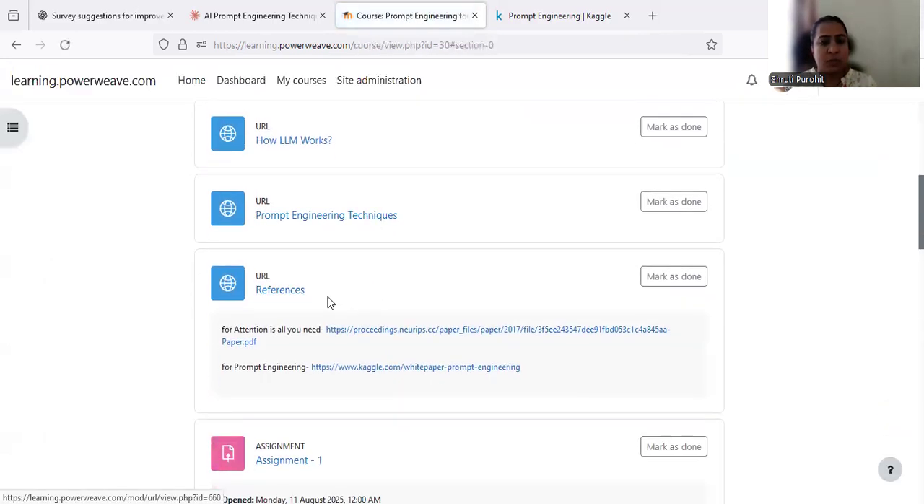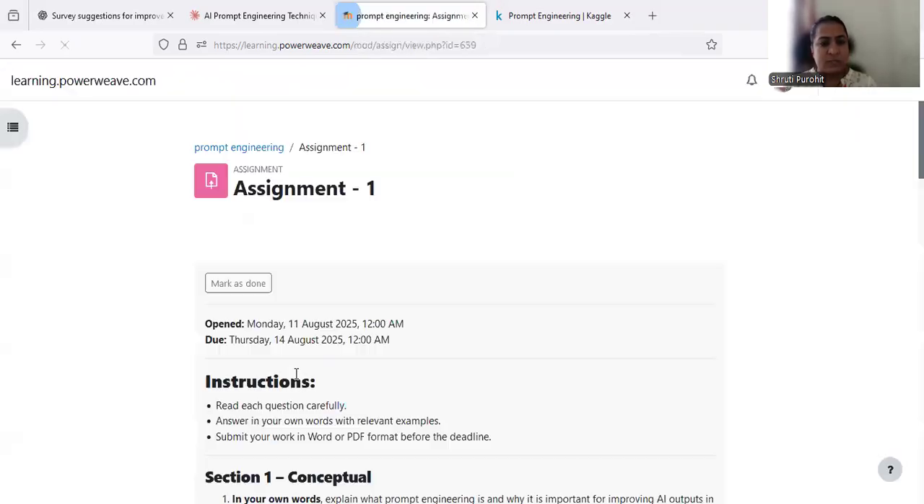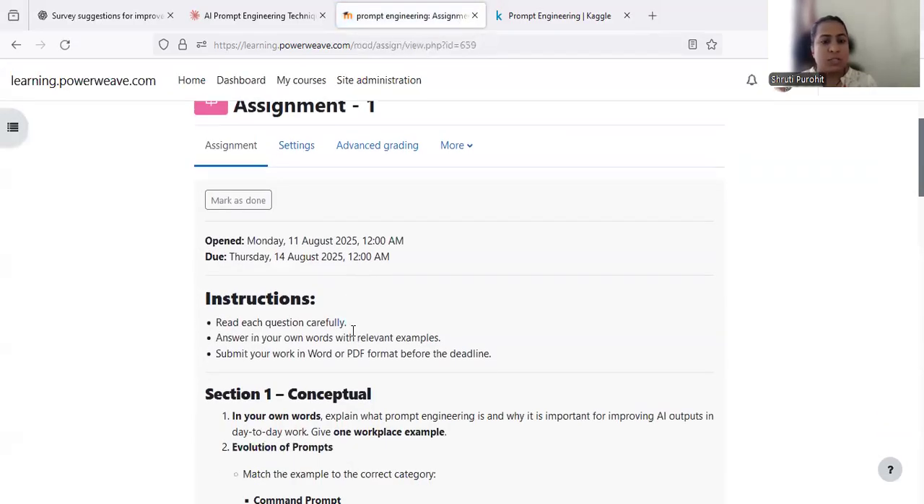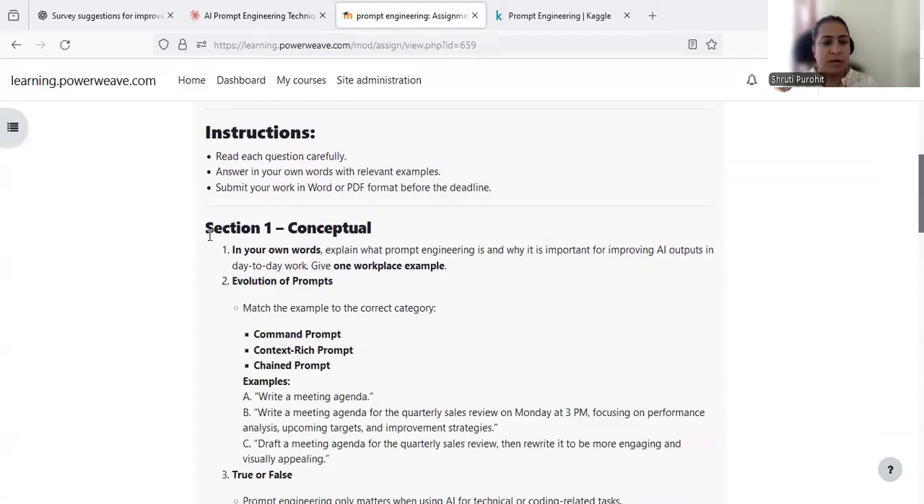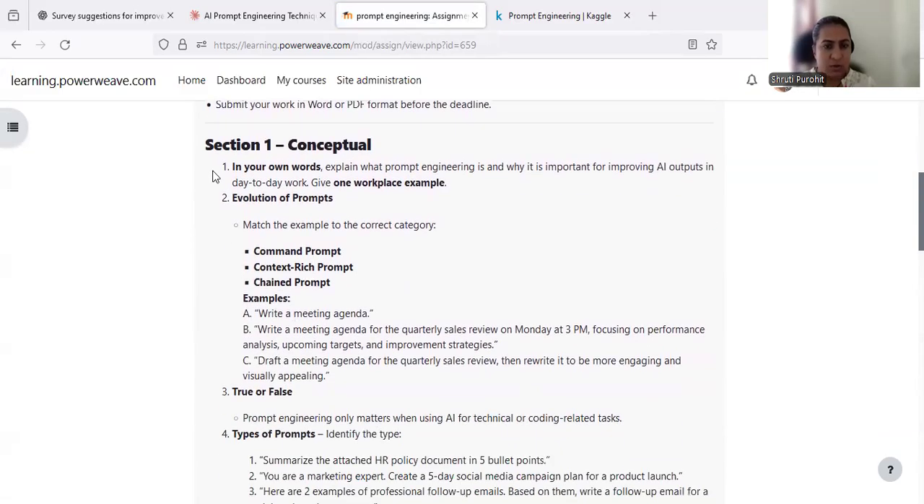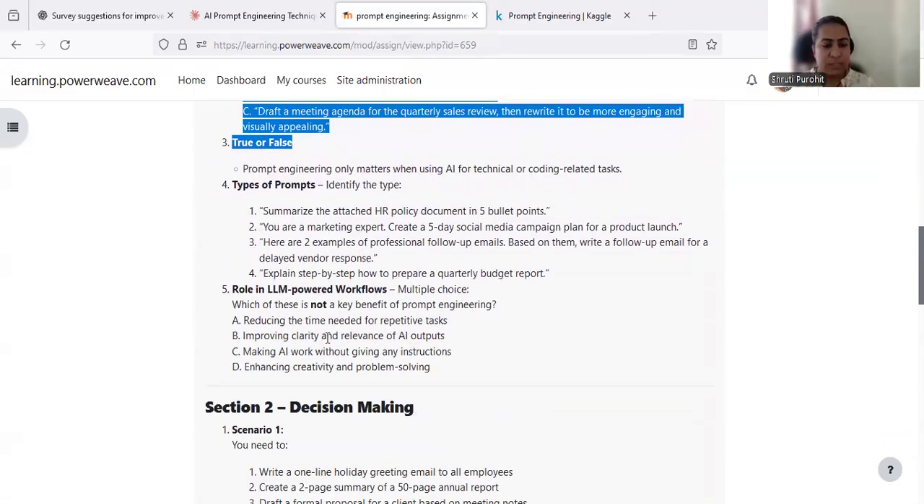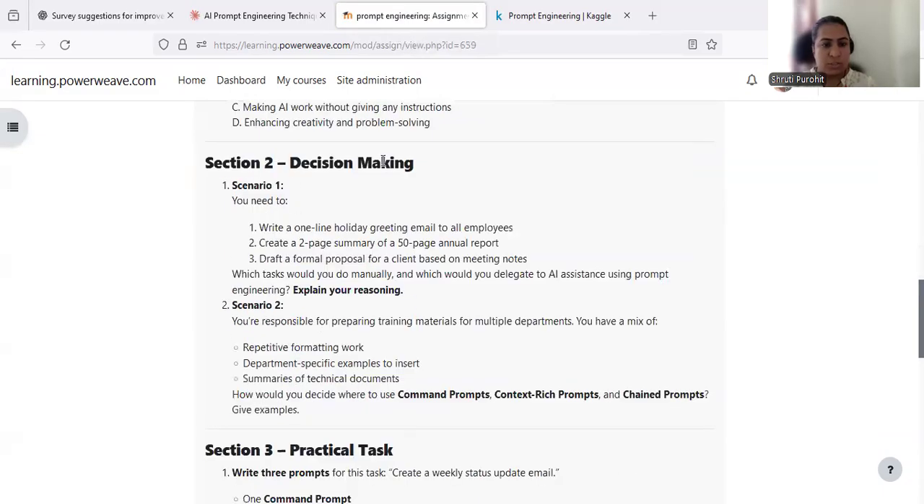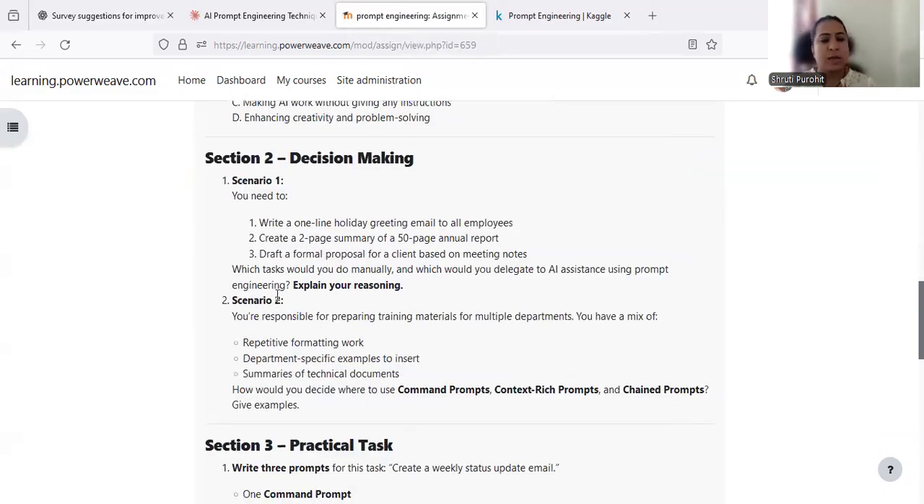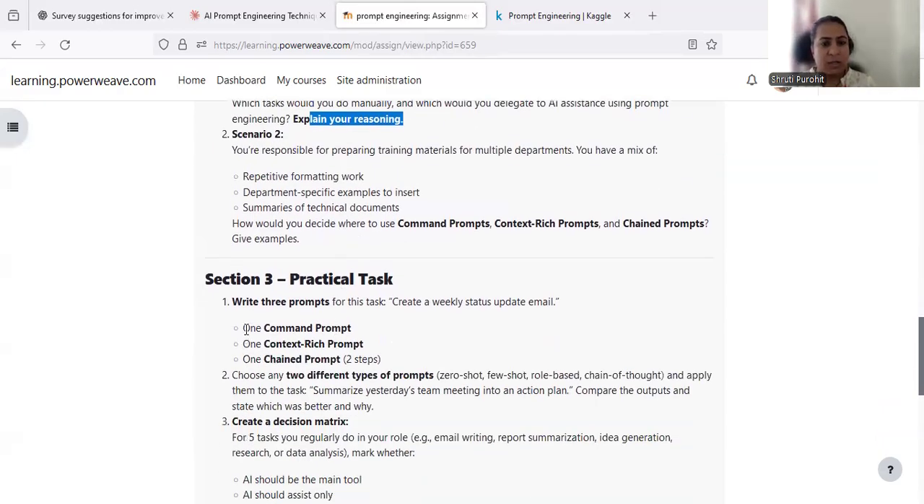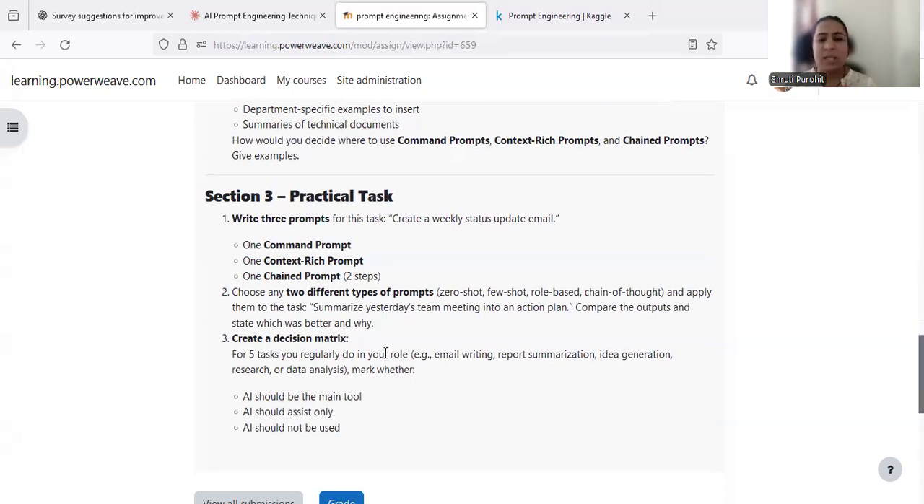Now let's discuss the references I have already attached. Let's discuss the assignment. So the assignment is basically divided into a conceptual section. You have to provide some true false kind of a thing, some ABCD multiple choice questions, decision making, read it, scenario 1, scenario 2. You just have to explain your reasoning, what you will do in which scenario. And practical task, you have to write some command prompt, context-rich prompt, chain prompt. You can take any example you want, any domain you want.